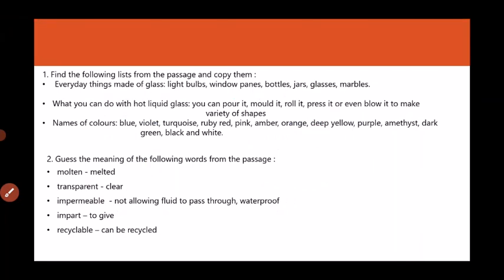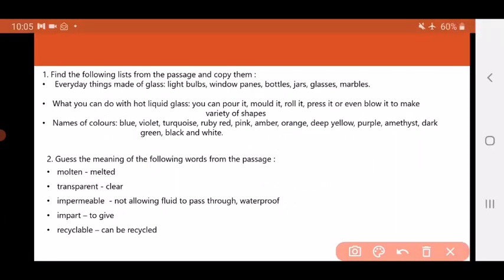Now let's answer the questions on this topic. Question 1. Find the following lists from the passage and copy them. You have to name everyday things made of glass. So the answer is light bulbs, window panes, bottles, jars, glasses, marbles.